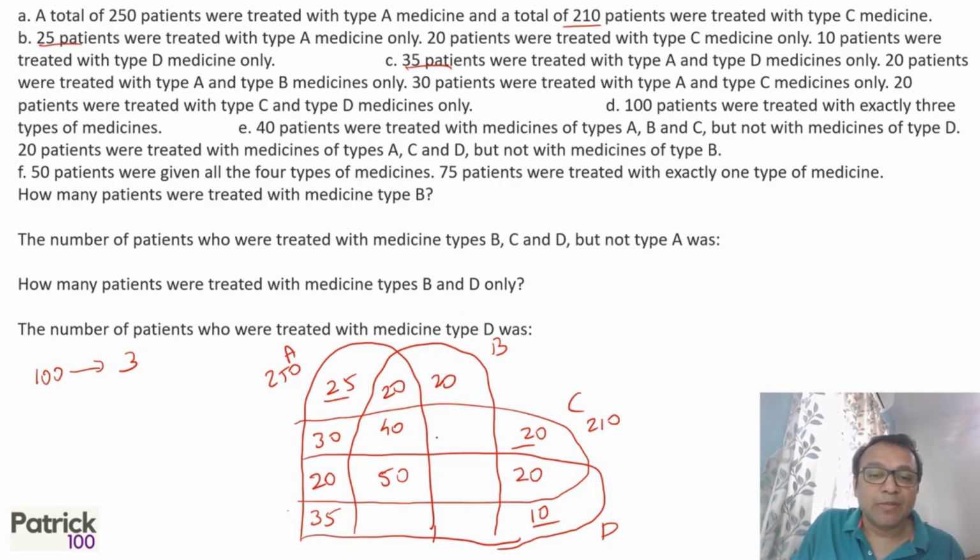Now you can either jump directly to putting the remaining data out here or solve the sum. So how many patients were treated with medicine type B? So I want the complete B medicine out here. As I said, there are two ways of doing it. Either you fill in all the data, because there are four questions, try to fill in whatever is possible, and then try to solve it. So let's try to fill in whatever possible data out here.